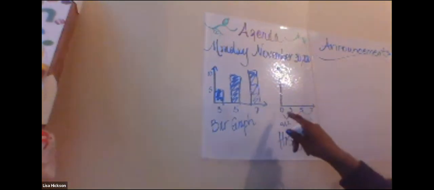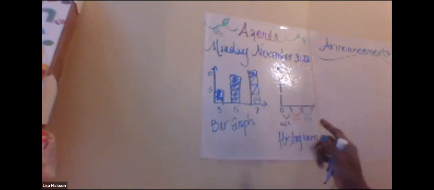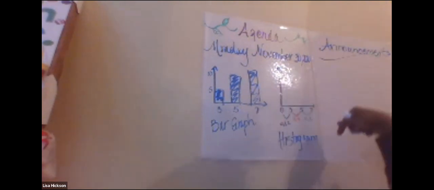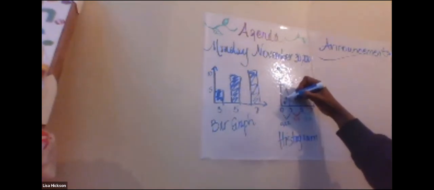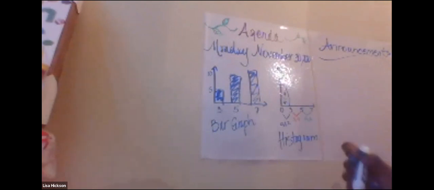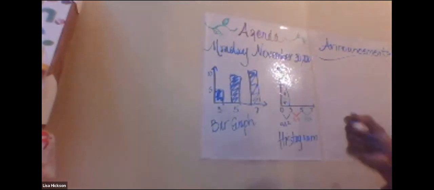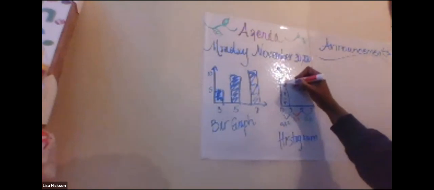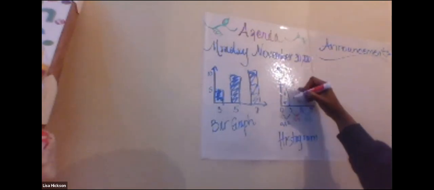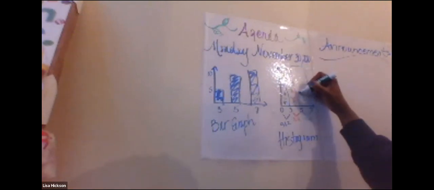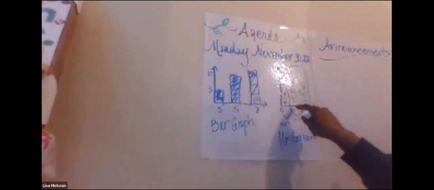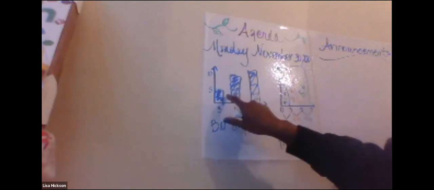So even in the interval 0 to 3, we don't count 3. 3 counts in the next group. So this group would just be for 0s, 1s, and 2s, however many you had. Then from 3 to 5, we count 3s and 4s. And then from 5 to 7, we count 5 and 6. So you see, it's continuous. It never separates.